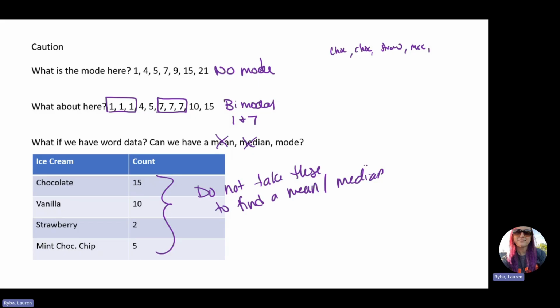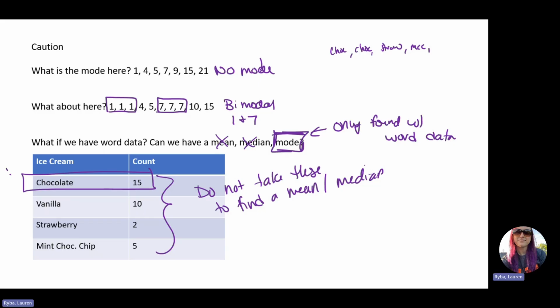So that means when you have word responses, the only thing you can tell me is the mode. And that is just which one happened the most. And that would have been chocolate. Chocolate is the mode.